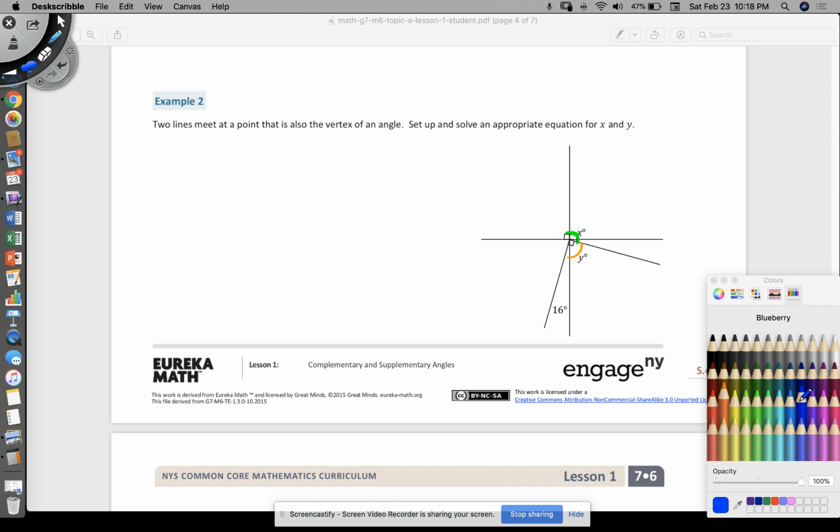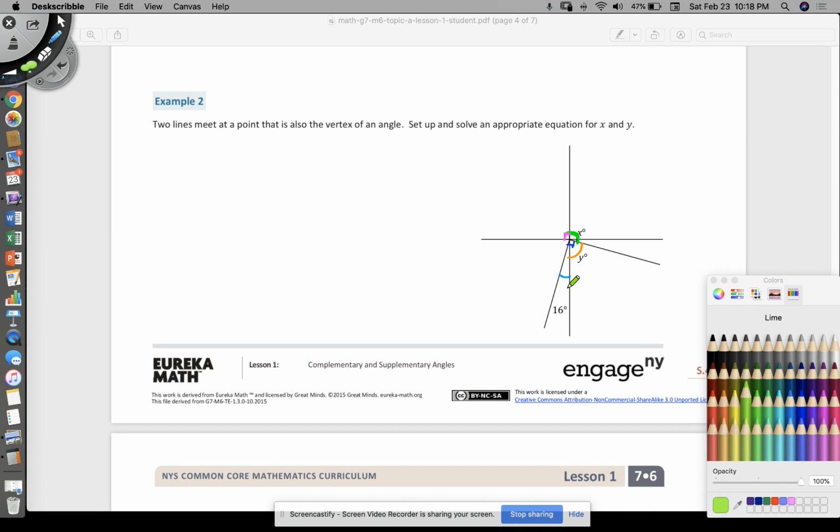Okay, now some information I do know. I have a 90 degree here. And I have a 90 degree here. And I also have this degree measure here is 16. So a whole bunch of stuff going on here. Now let's see, what can I do? What can I work on here?